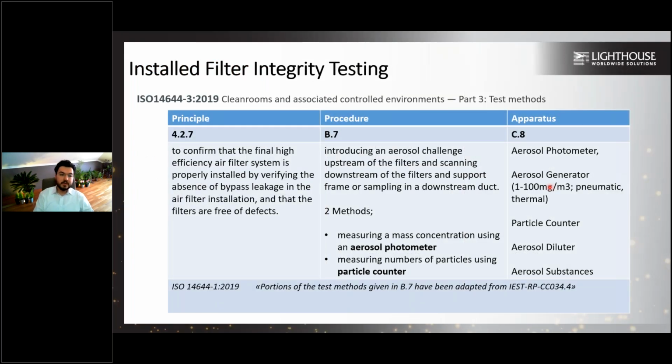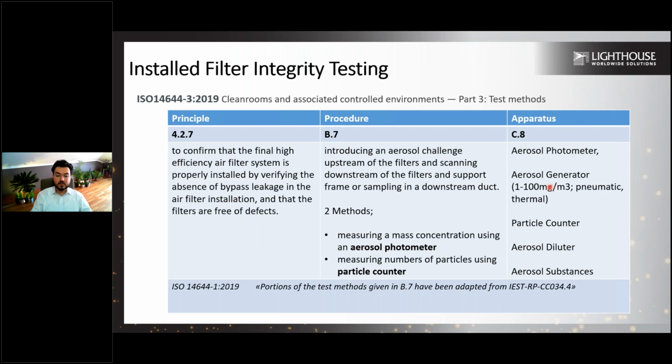Next one is describing ISO 14644-3. I will not go into detail on every single section because today we are going to focus on the installed filter leakage test part, which describes its principle in 4.2.7 as to confirm that the final high efficiency air filter system is properly installed by verifying the absence of bypass leakage in the air filter installation and that the filters are free of defects. The procedure is described in Annex B, Section 7, and there are two methods described.